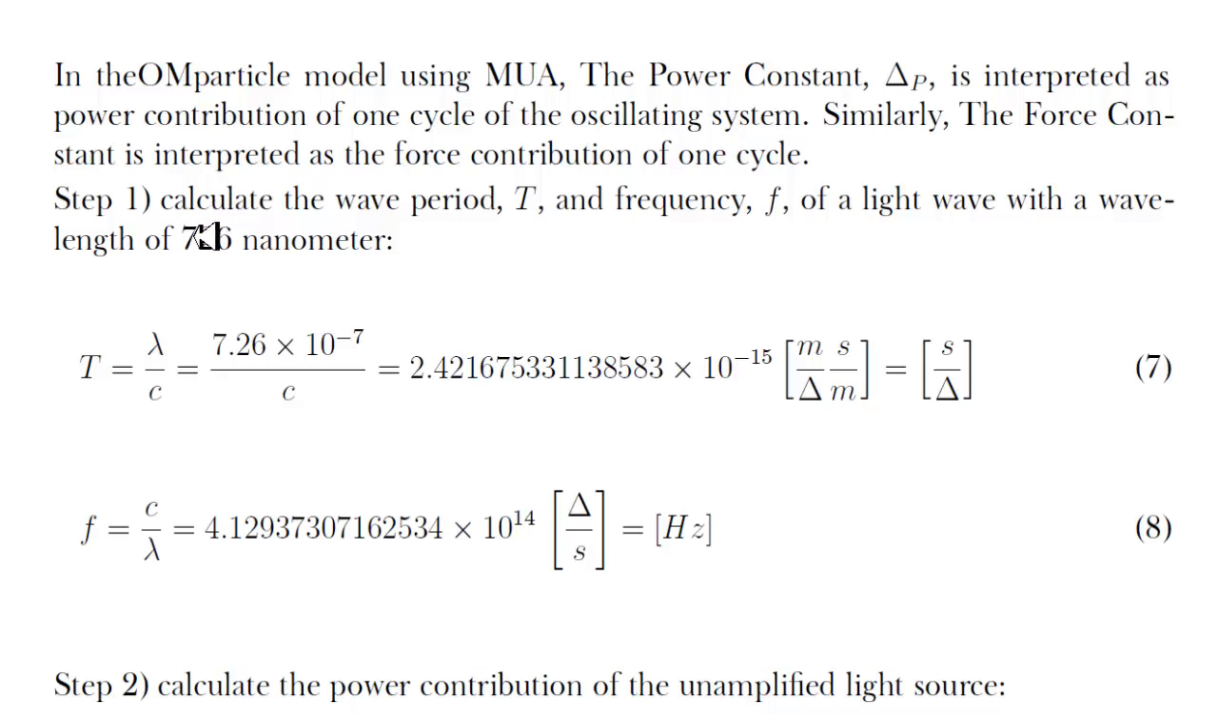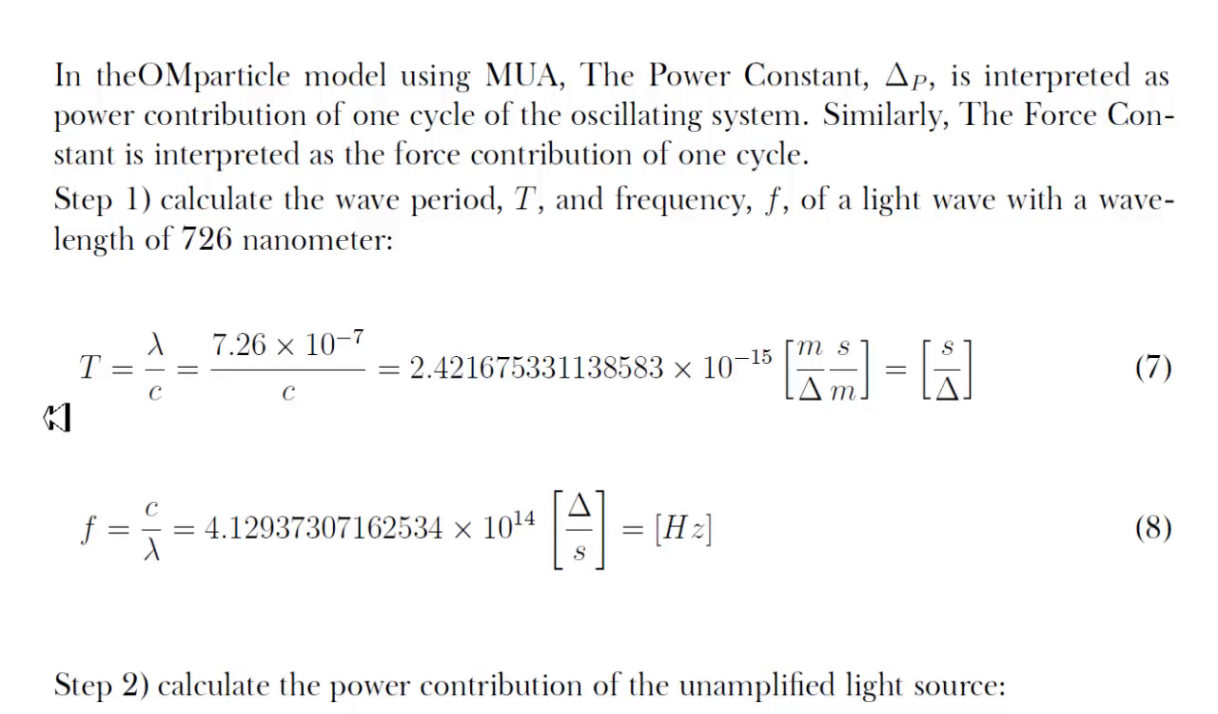And so a 726 nanometer wavelength converts to 7.26 times 10 to the minus 7 meters, okay, because we are in the MKS system, so we need to use meters. So this value divided by the speed of light is 2.42, etc., times 10 to the minus 15 seconds per cycle. Okay, so you've got meters. The units of wavelength are meters per cycle in modified unit analysis. The units of the speed of light are meters per second.